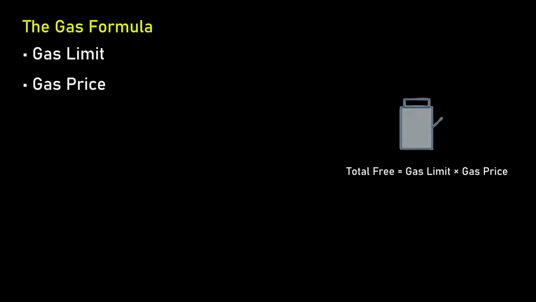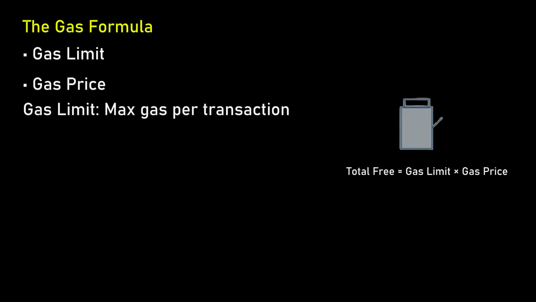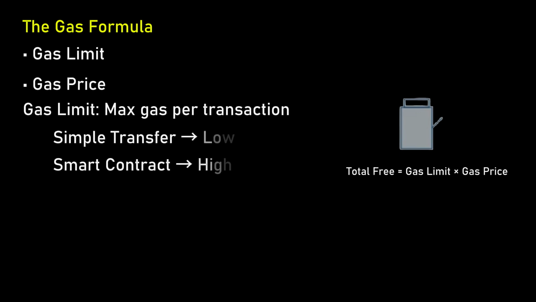To understand how these fees work, let's look at the two main components of the calculation. On the right, we can visualize this as a total fee calculation. The gas limit is the maximum amount of gas you're willing to consume for a transaction. Simple transfers require less gas, while complex smart contracts require more.